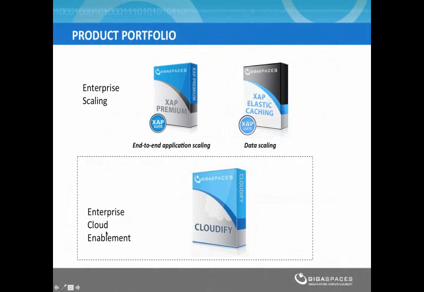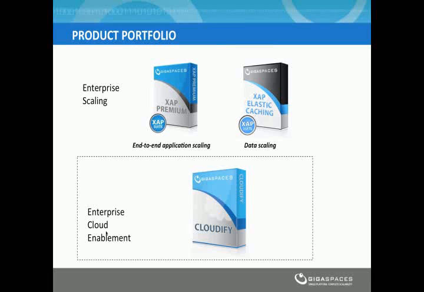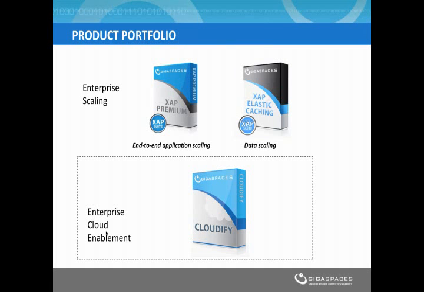Okay, so to summarize that and understand where we stand in terms of product portfolio. We have the XAP suite that has two editions: the data scaling edition, which is simply the data grid piece, and the XAP Premium Edition, which is the end-to-end scaling platform for scaling your entire application. And today we're introducing Cloudify, which is a new product. Although it's a new product, it's fundamentally not a new technology. It's based on existing technology, which has been tested and proven and running in leading Fortune 100 companies for the past couple of years.